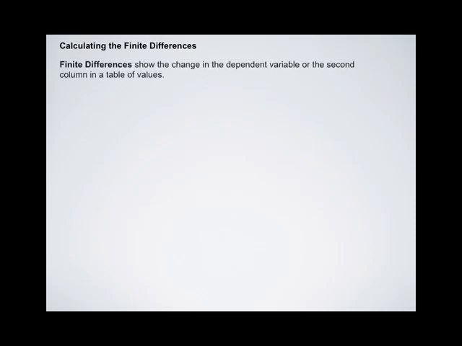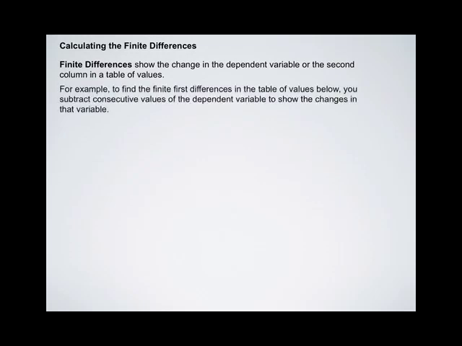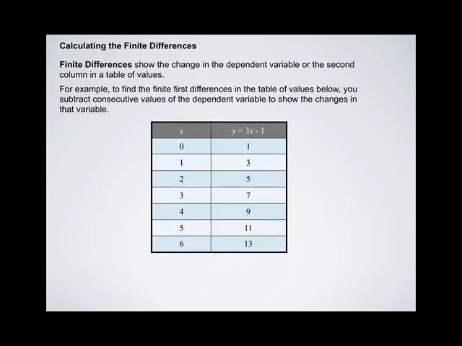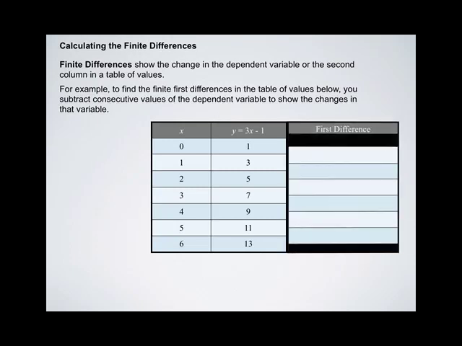Calculating the finite differences. Finite differences show the change in the dependent variable, or the second column in a table of values. For example, to find the finite first differences in the table of values below, you subtract consecutive values of the dependent variable to show the changes in that variable. And we put it into a column which we call first difference.